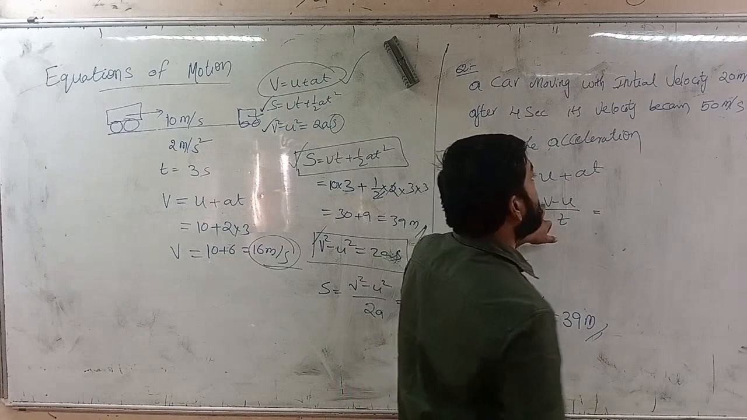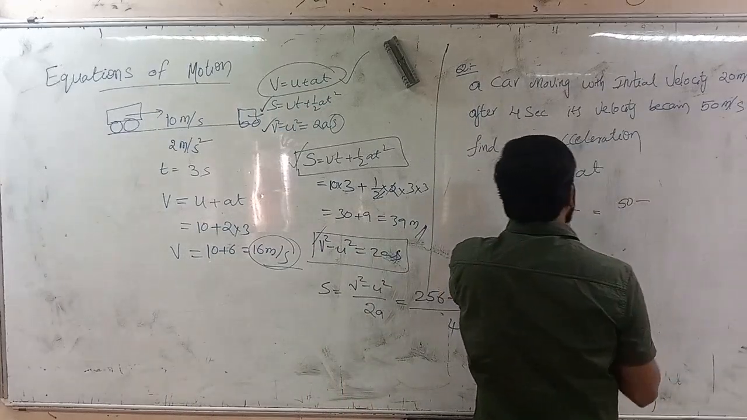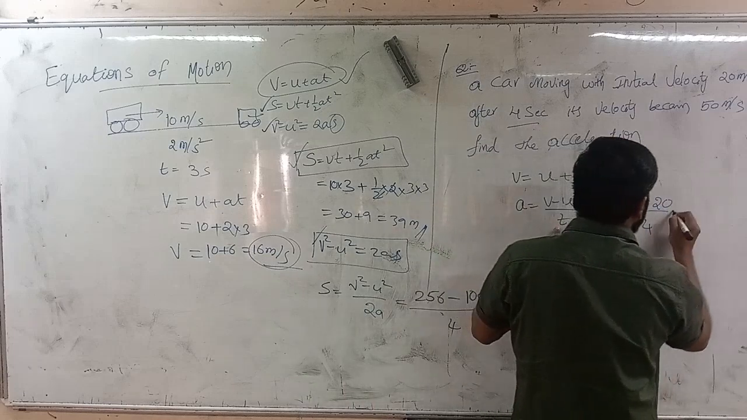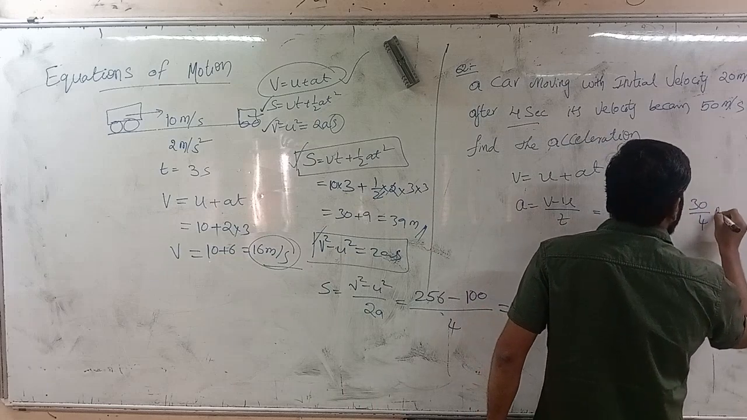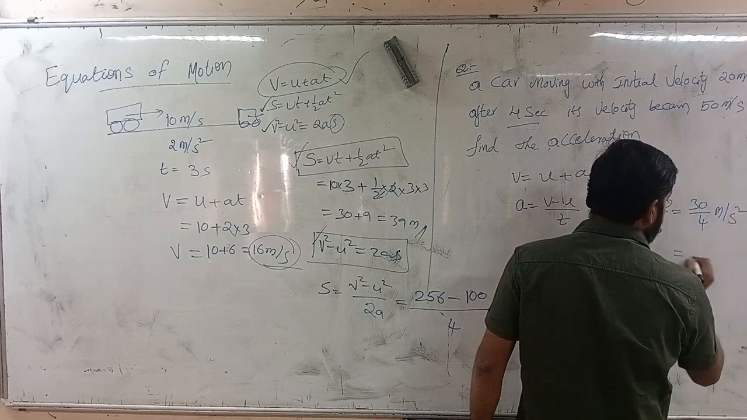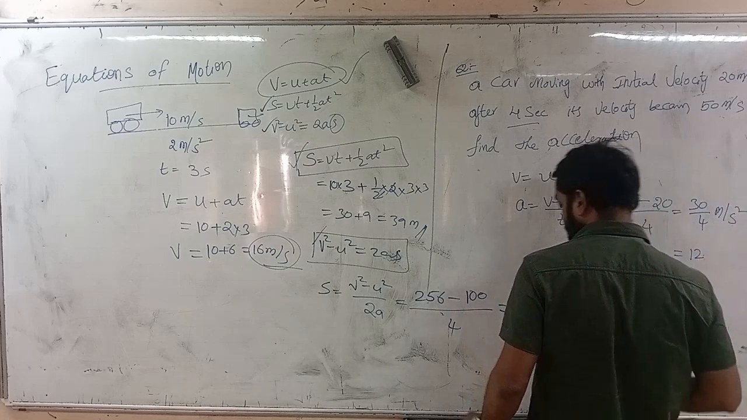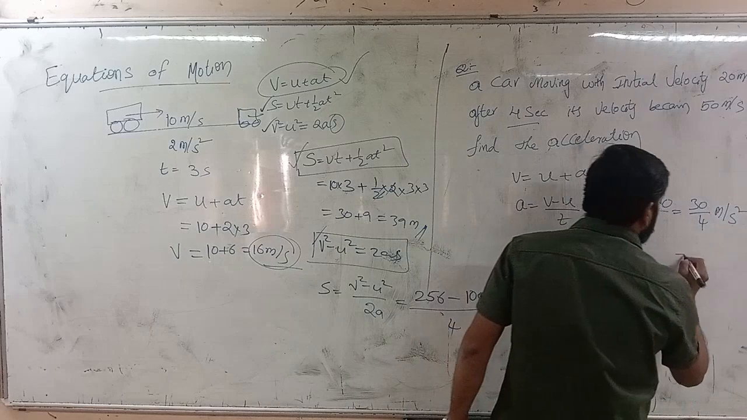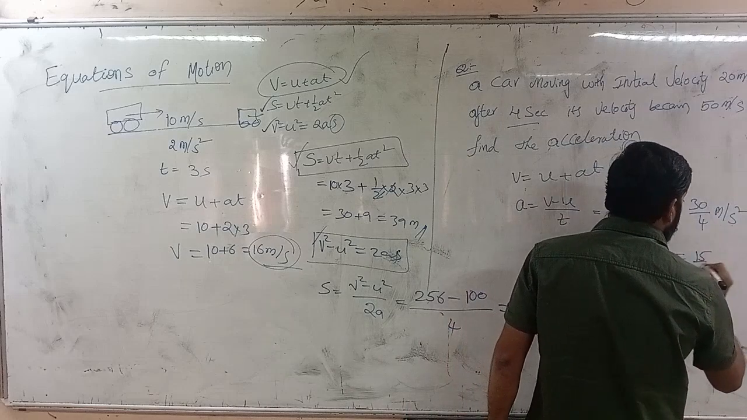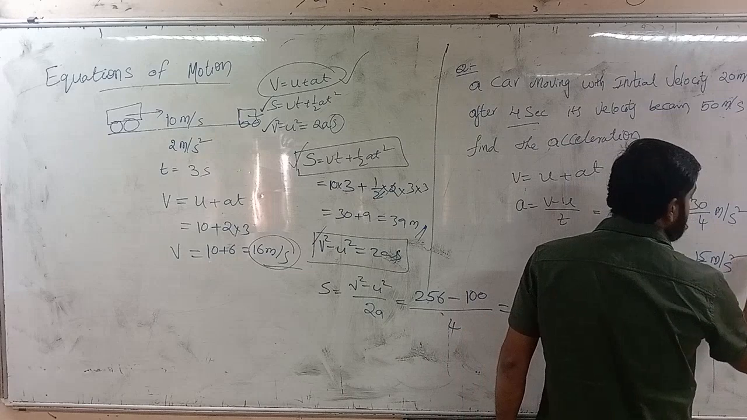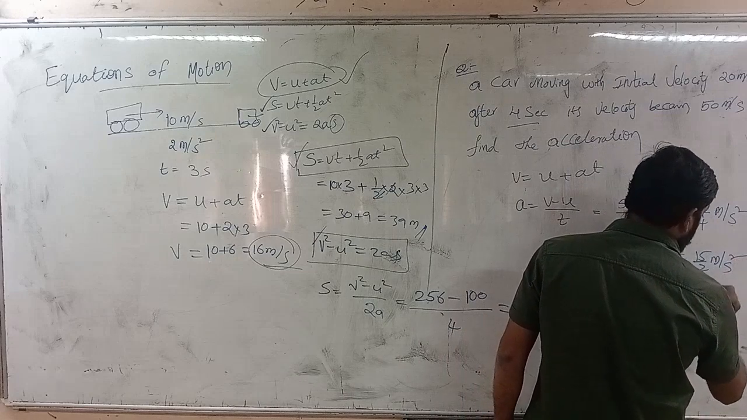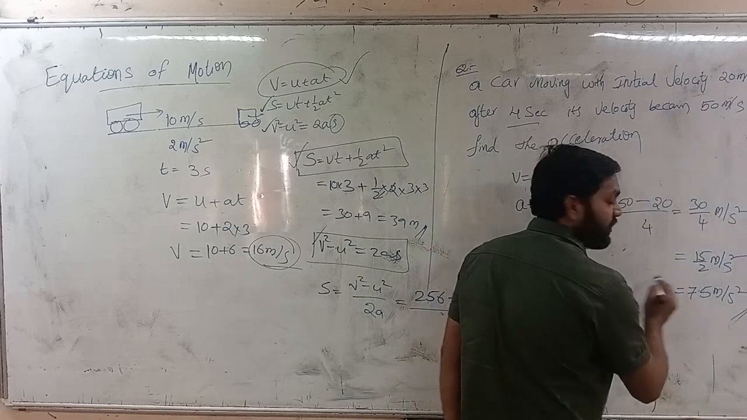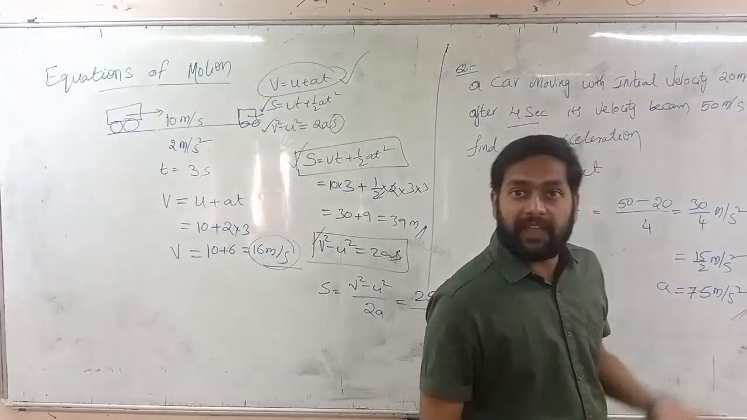So what is the final velocity? Here I got 50 minus initial velocity 20 by time taken, 4 seconds. That will be equals to 30 by 4 meter per second square. That is also equals to 15 by 2 meter per second square. This is also equals to 7.5 meter per second square. So here I got the acceleration. Okay, so we'll do another example.